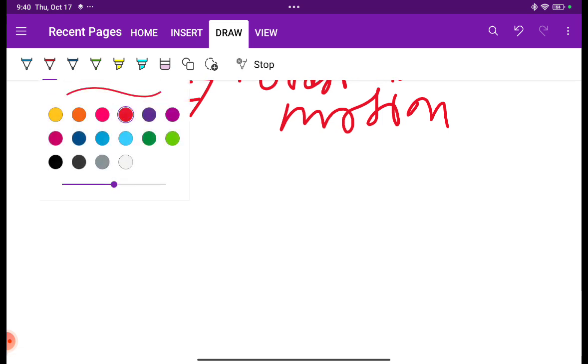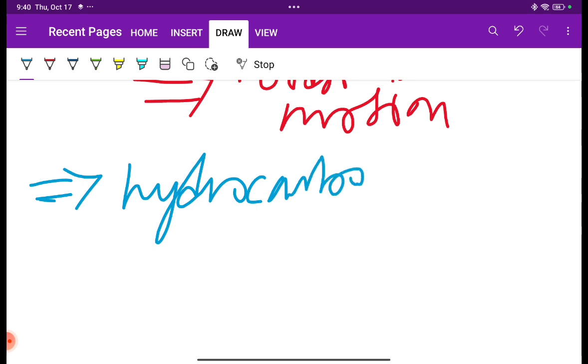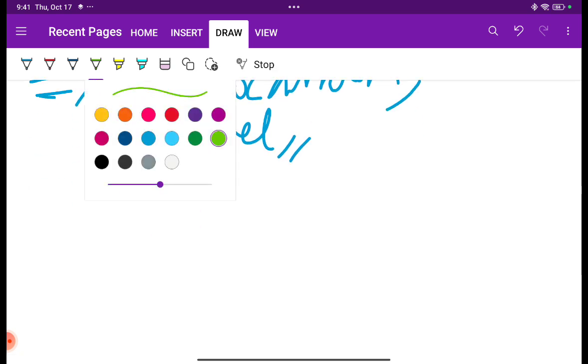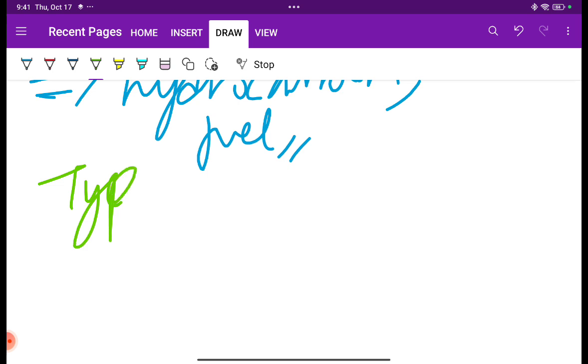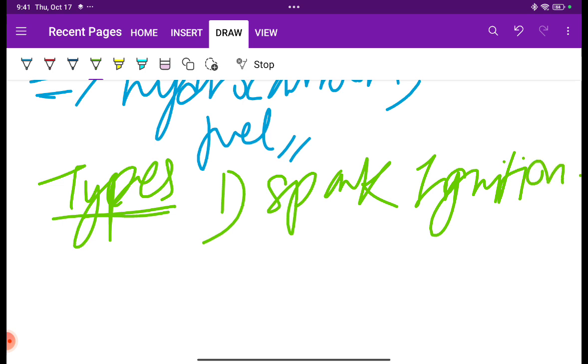Basically, the IC engine works on fuel such as hydrocarbon fuels, in which hydrogen and carbon fuels are used in this, like gasoline, diesel fuel, natural gas, or ethanol. So basically, these are of 2 types. IC engine types. Number 1, spark ignition engine.